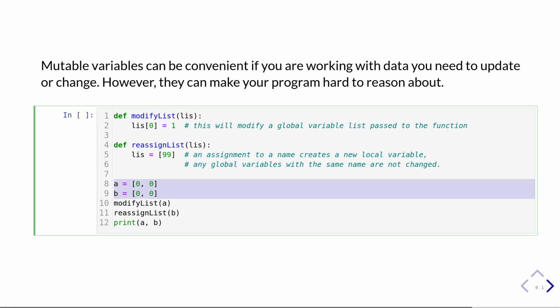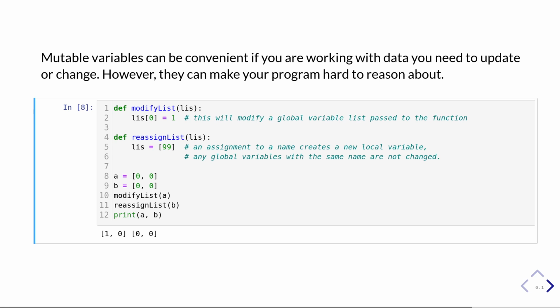On lines 8 and 9 here, I create two lists called A and B, and both of them are lists of length 2 containing zeros. And on line 10, I call modify list on A, and remember that will actually change A. A is going to be different after this function call. However, when I call reassign list on B, that will not change B. In fact, it won't do anything at all. So line 12 is going to print out what A and B look like after those two function calls, and you'll be able to see that A is different.